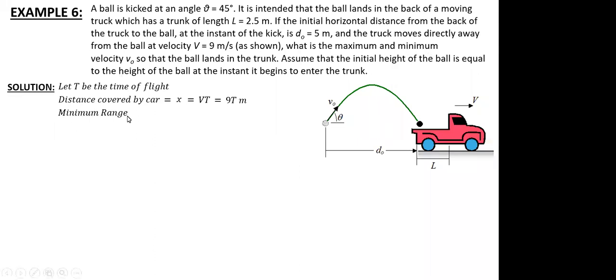So the minimum range is just for the first case, when it hits the outside corner of the trunk. At that time the range will be less as compared to the range when the ball hits the inside edge of the trunk. So for that first value of range, which is less, I can directly say that it will be d naught plus x, because d naught was the initial distance and x was further moved by the car.